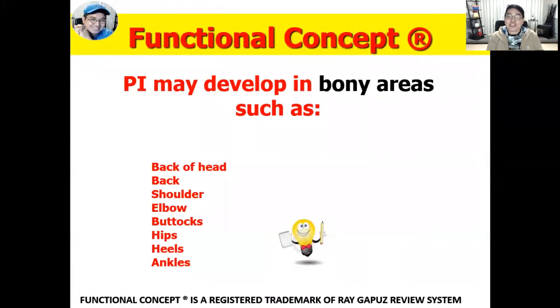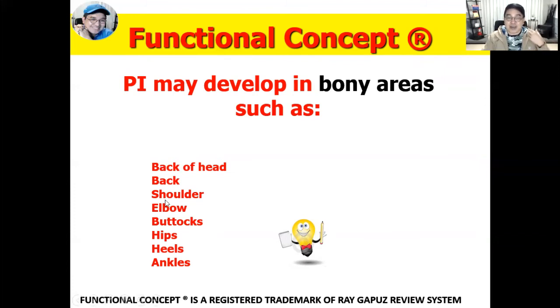Okay? So pressure injury may develop in bony areas of the body, such as the back of the head, back, the shoulder, the elbow, the buttocks, the hips, the heels, and ankles. But when you're answering questions in SATA format related to the parts of the body which are most at risk for the development of pressure injury, please note the patient's position. If the client is lying on his back, then this could be the areas that are at risk. But if the patient is side lying and the patient's not changing the position properly, then it could be that the back of the head would not be the one at risk, but it could be the area on the ears.